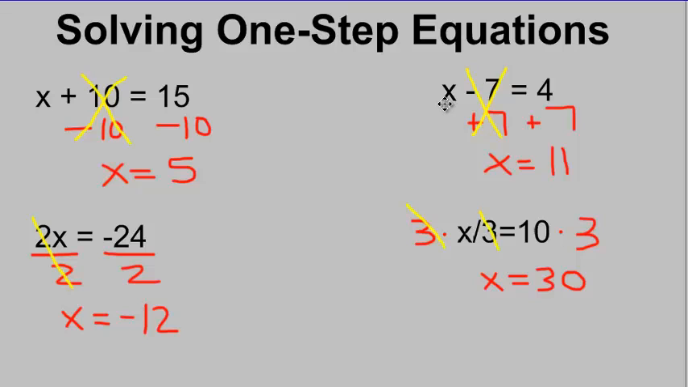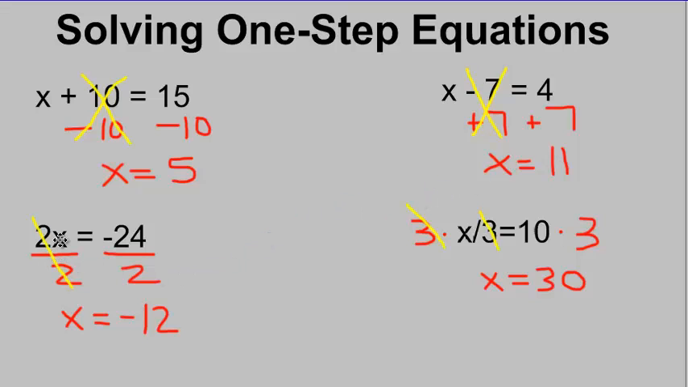If you go to the upper right-hand corner, we have x minus 7 equals 4. To undo subtracting 7, we have to add 7. So you add 7 to both sides and get x equals 11, because 4 plus 7 is 11.